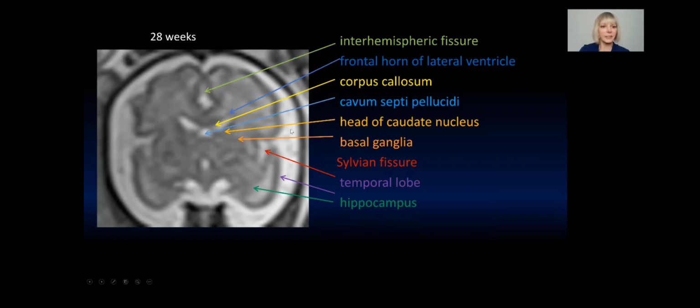At 28 weeks on fetal MRI, again, we can see similar structures: the interhemispheric fissure, the frontal horns, the corpus callosum, and cavum septi pellucidi, the third ventricle, basal ganglia, the sylvian fissures, the temporal lobe, and the region of the hippocampus in here. We can also see a little bit of the cingulate gyrus and cingulate sulcus.